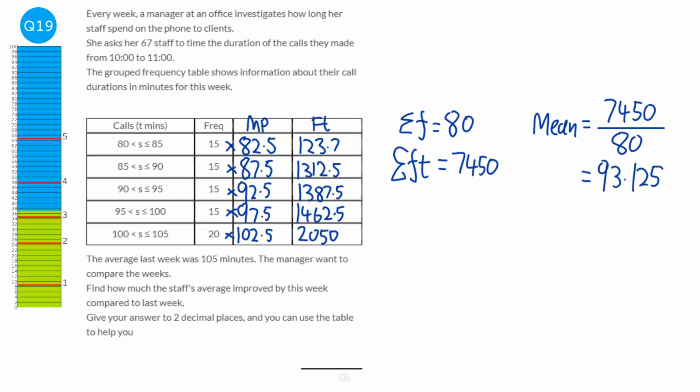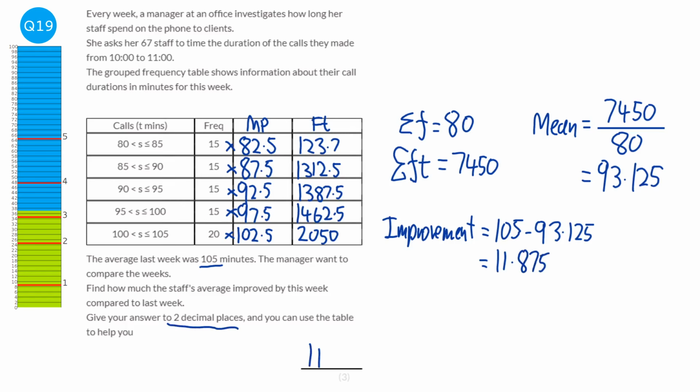93.125. Now this question is about the improvement that the manager has made, the call centre's made. So we're looking at subtracting the 93.125 away from the last week, which was 105. So we're looking for improvement, and we're going to do 105 take away the 93.125. And that's going to be 11.875. Now it does ask for 2 decimal places, so that will be 11.88.